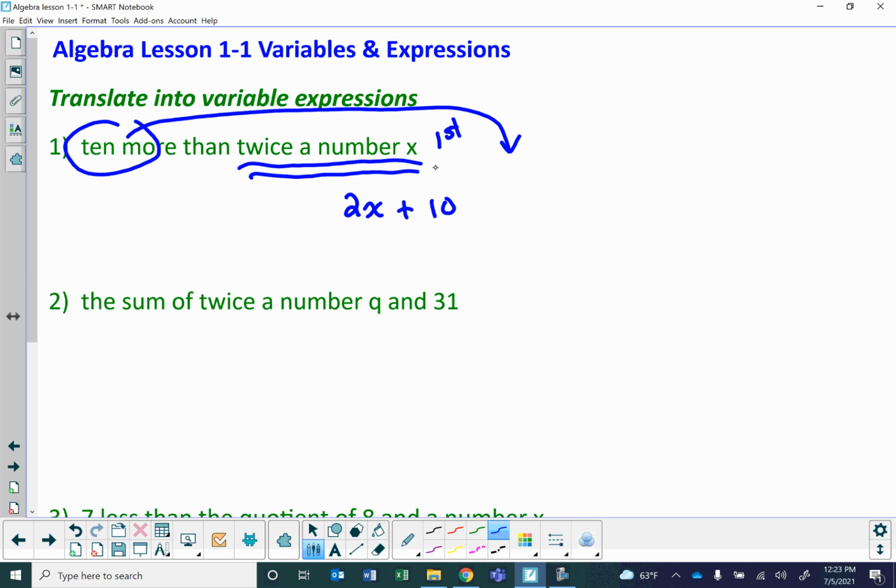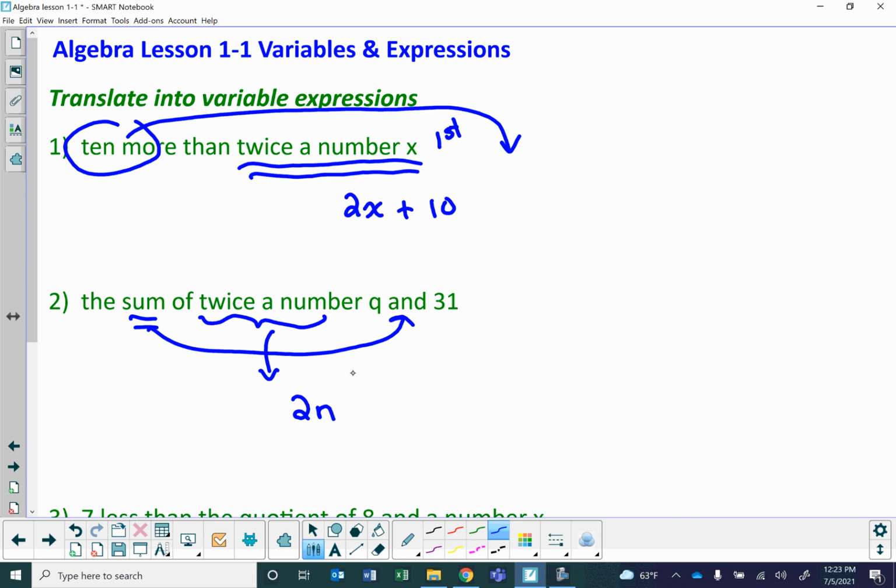Number 2 here says the sum of twice a number q and 31. Here's where this word of does not mean multiplication. This is a preposition. The sum of twice a number q and 31 does not imply multiplication. The sum means this is coming in between these. So I'm going to take twice a number, that becomes 2 times n, or 2 times x, or 2 times p, or 2 times whatever variable you would like.